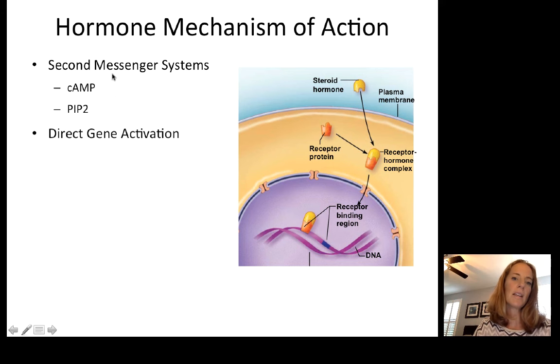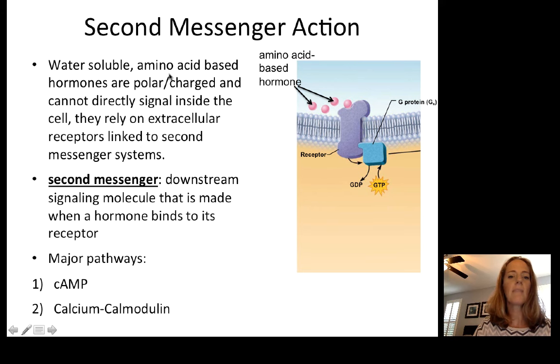I also want to remind you guys of the hormone mechanisms of action. We did this in the cell communication lecture, but that was lecture number 7, so it's been a few lectures since then. So just a brief review of the hormone mechanisms of action. We can either have second messenger systems or direct gene activation. So a second messenger action is when a water-soluble or amino acid-based hormone cannot get directly inside the cell, meaning they rely on these extracellular receptors.